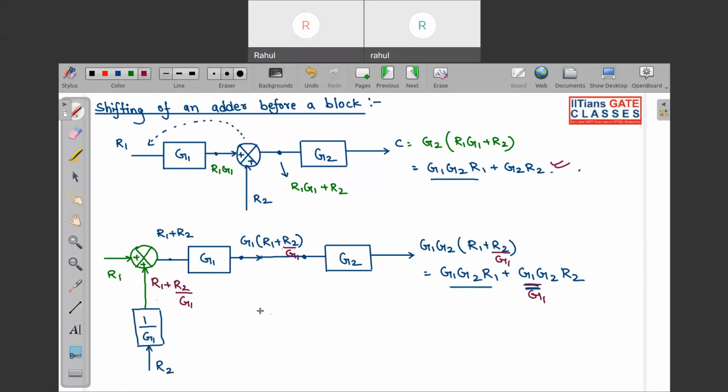So no need to memorize. Okay, no need to memorize. Whenever your comparator comes behind a block, you simply need to multiply it with the inverse or the reciprocal of the gain of the block behind which the comparator or adder is going.